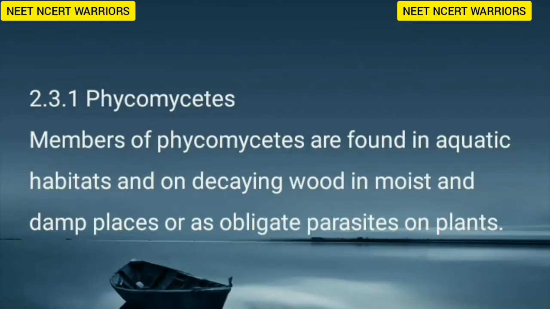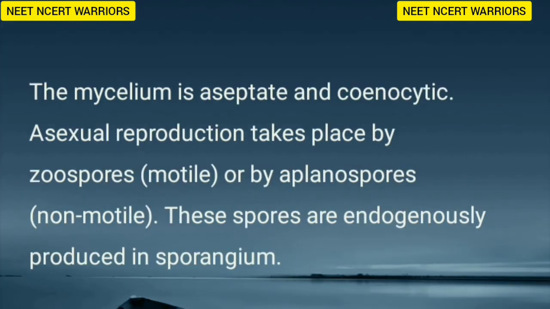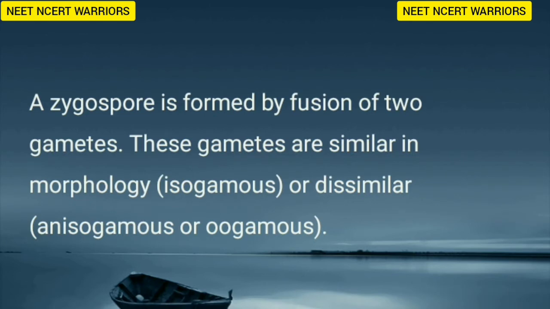Topic: Phycomycetes. Members of Phycomycetes are found in aquatic habitats and on decaying wood in moist and damp places, or as obligate parasites on plants. The mycelium is aseptate and coenocytic. Asexual reproduction takes place by zoospores, which are motile, or by aplanospores, which are non-motile. These spores are endogenously produced in sporangia. A zygospore is formed by fusion of two gametes. These gametes are similar in morphology, that is isogamous, or dissimilar, that is anisogamous or oogamous.